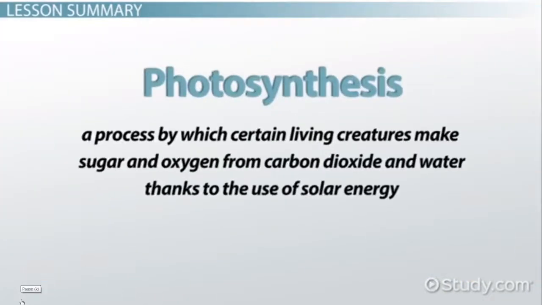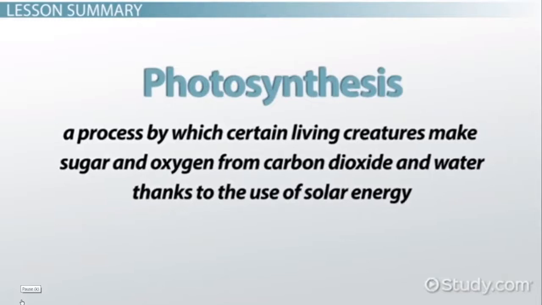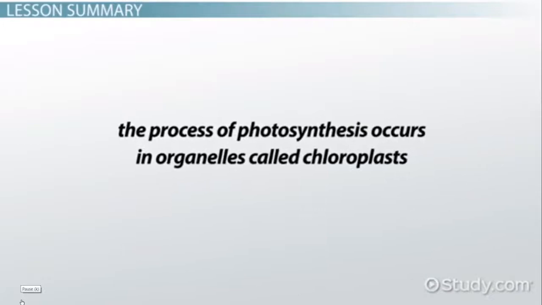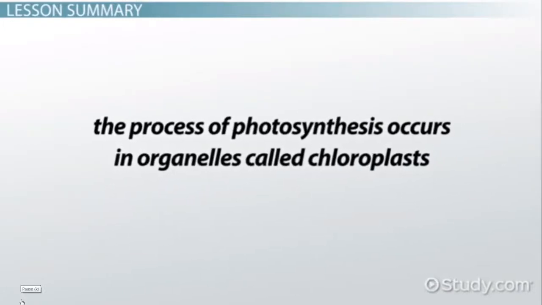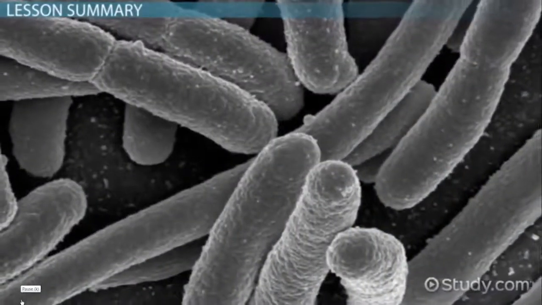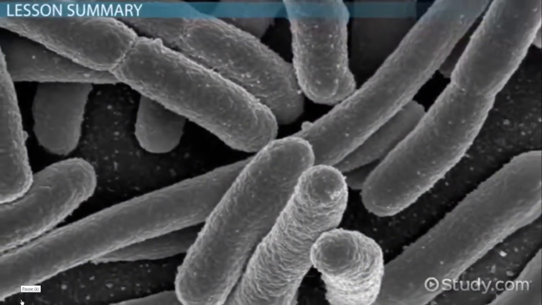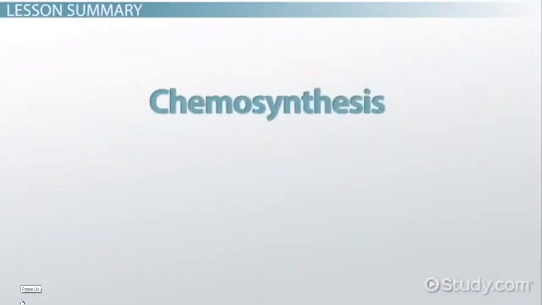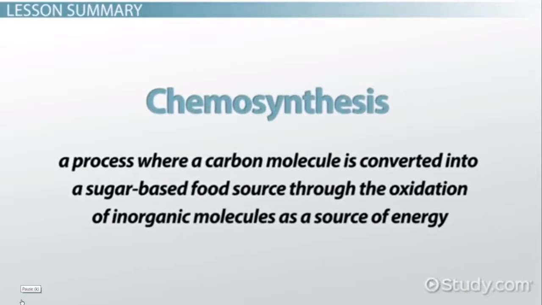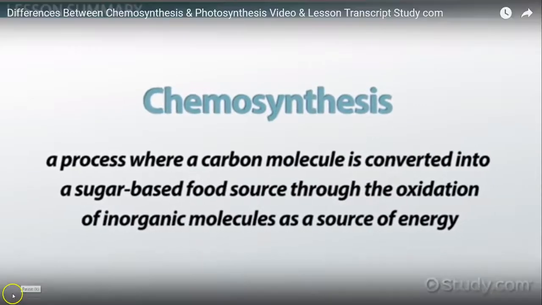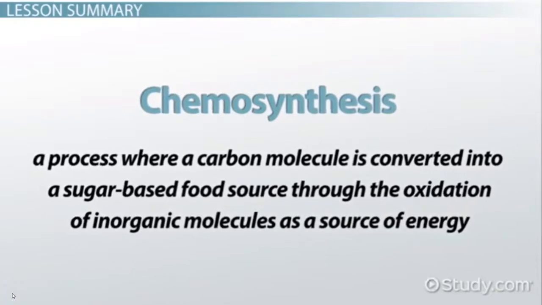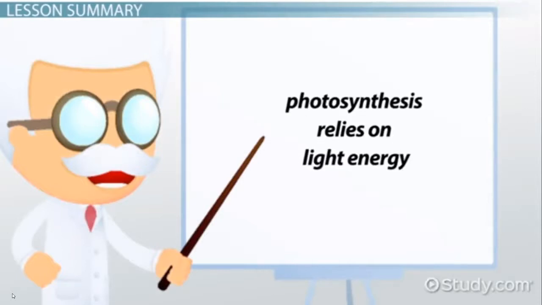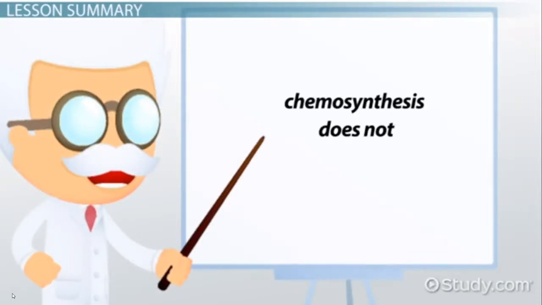Photosynthesis is a process by which certain living creatures make sugar and oxygen from carbon dioxide and water thanks to the use of solar energy. In plants and algae, the process of photosynthesis occurs in organelles called chloroplasts. Bacteria can also utilize chemosynthesis to make their own food for themselves or for organisms they live alongside. Chemosynthesis is a process where a carbon molecule is converted into a sugar-based food source through the oxidation of inorganic molecules as a source of energy. The biggest takeaway from this lesson I want you to be aware of is that photosynthesis relies on light energy, while chemosynthesis does not.